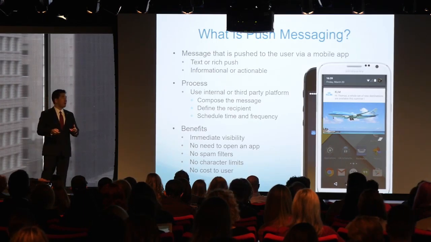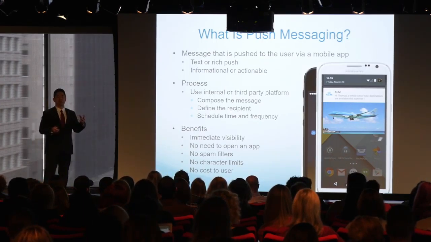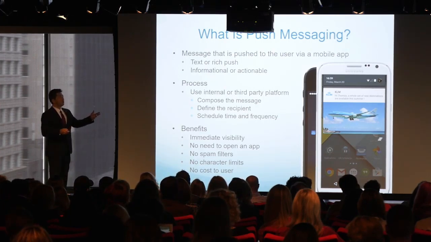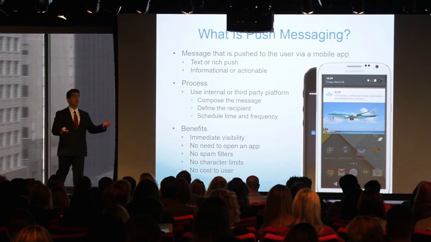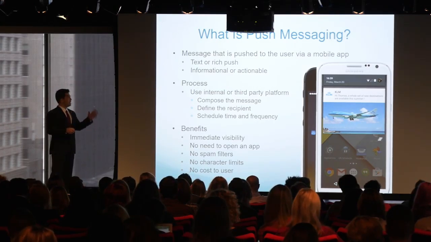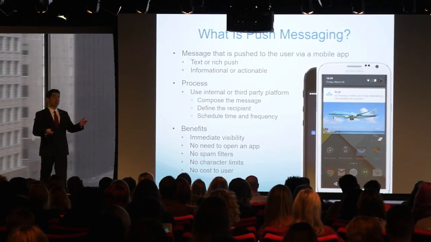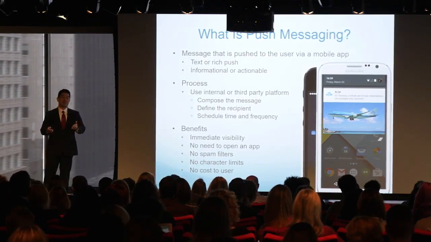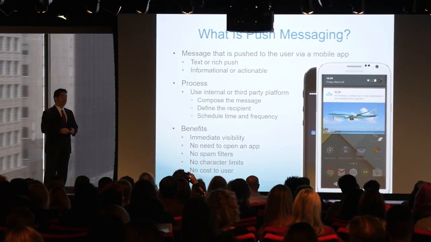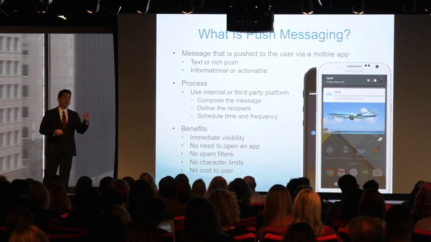Well, where do these things come from, and how do you go about actually sending them out? It's a very simple process. You simply have to have an internal server somewhere that's connected to Apple's push messaging service or Google's push messaging service, or you can use one of the many third-party platforms that are out there. You compose the message or offer that you want to put together. You define who this message should go out to, and you set the schedule for it and the frequency that the messages should be sent out. It's that simple.